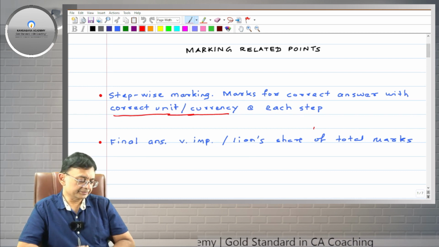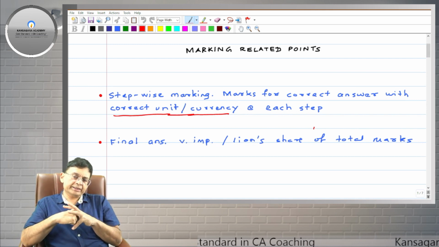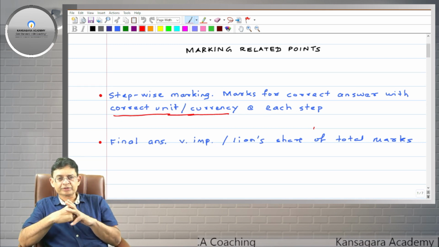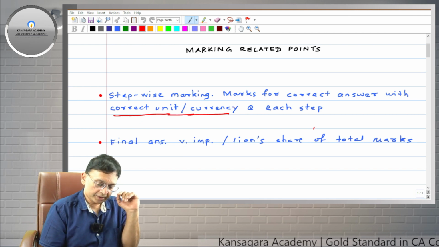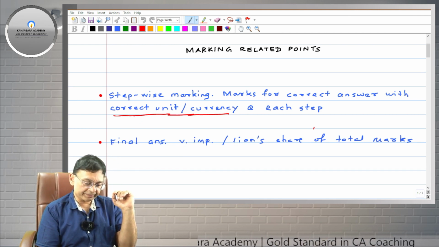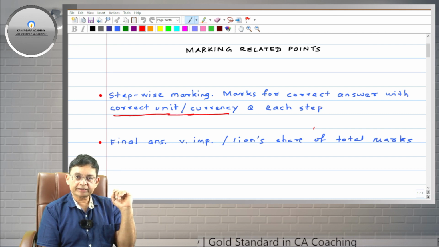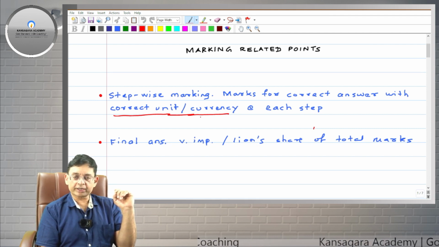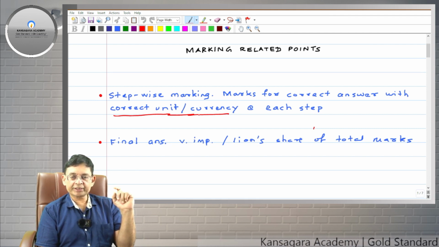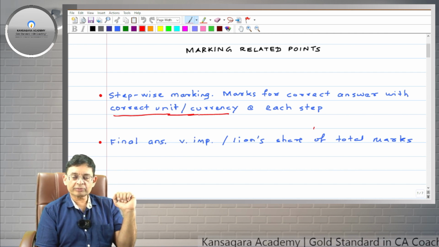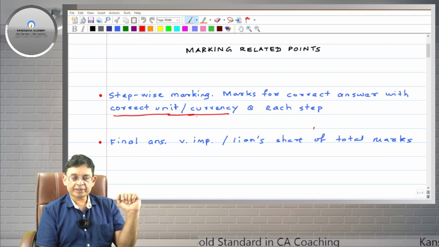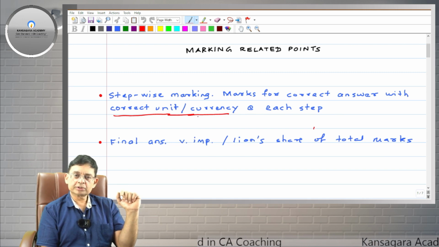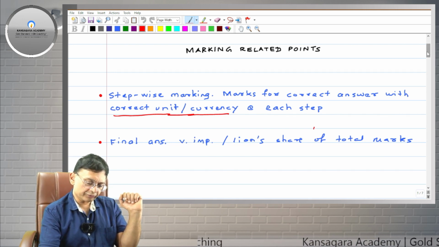Here two things are there. First, in any practical question or MCQ question, your marking will be stepwise. There are marks for correct answers at every step. The correct answer means it should be logically and arithmetically correct, plus it should be written with the correct unit or currency. For example, if you have to write kg, then you must write kg, and the currency also must be mentioned correctly where it is an amount, say rupees, US dollars, GBP, Great British Pound, so whatever it is, students, you have to take care.